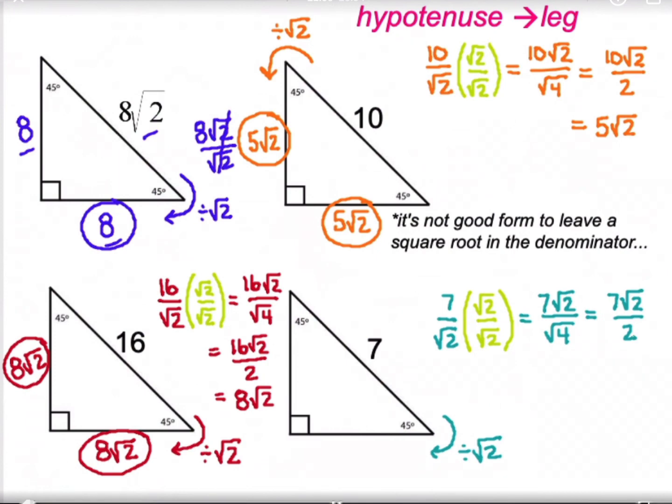And this time the 7 over 2 doesn't reduce, so I think most people would just write 7 square root of 2 over 2. I suppose some people might write 3.5 times the square root of 2. And this other leg would have that same length, because all 45, 45, 90 triangles are isosceles.